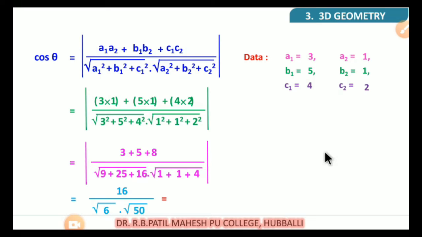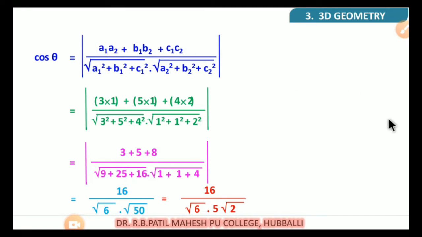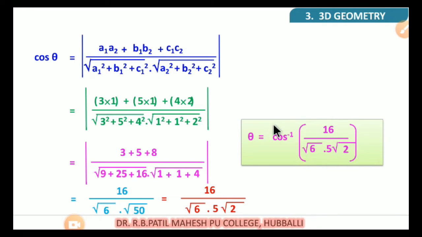Now we can make the simplification. So that is 16 divided by square root of 6, and square root of 50 can be written as 5 into square root of 2. Therefore theta is equal to cos inverse of 16 by square root of 6 into 5 into square root of 2. It is the value of the angle between the two lines. Now we will go for the next example.